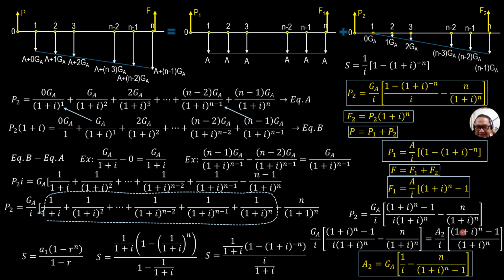So the formula is A sub 2 over I, quantity 1 plus I to the n minus 1 all over 1 plus I to the n, and that results to A sub 2 equals G sub A over quantity 1 over I minus n over quantity 1 plus I to the n minus 1. So that's it for this part.